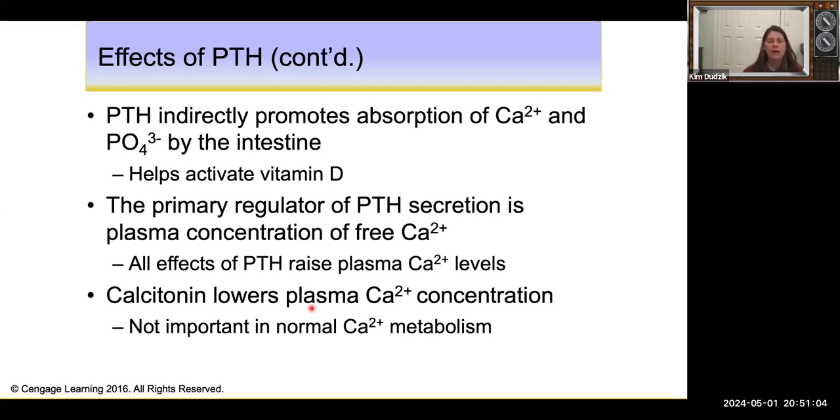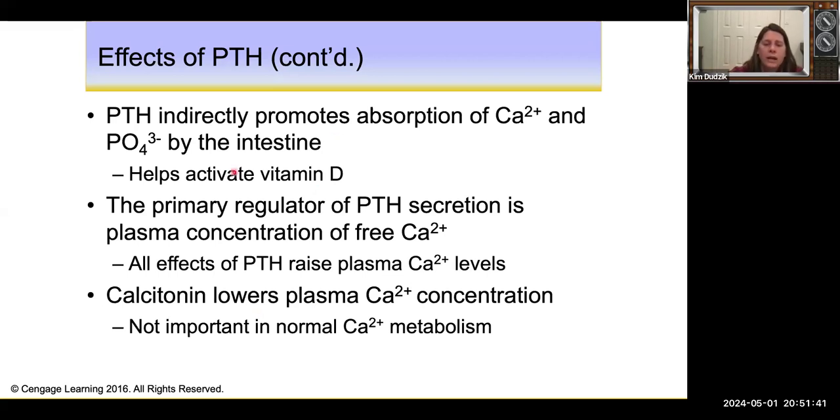The other effects of parathyroid hormone: because we mentioned that calcium, we get it from our diet, and so it needs to be absorbed in the intestines. So when calcium levels go down, parathyroid hormone's target cells can also be in the intestine to promote the absorption of calcium and also phosphate levels, right? And that's going to help build bone. Okay. I'm sorry. I said that incorrectly. I said that the target cells are in the intestines.